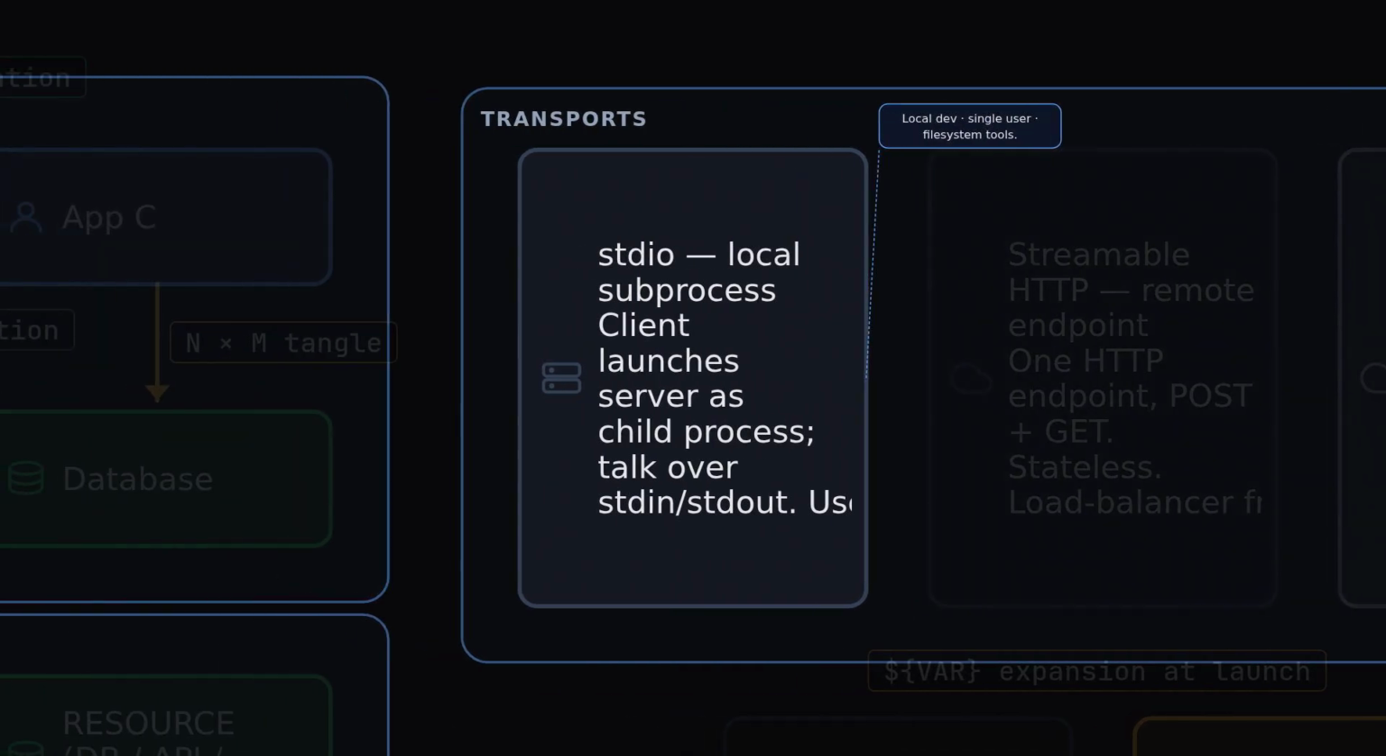stdio. The client launches the MCP server as a child process, and they talk over stdin and stdout. No network, no ports, no auth dance. Use it locally, single user, your laptop, file system tools, anything that doesn't need to be reached over a network.